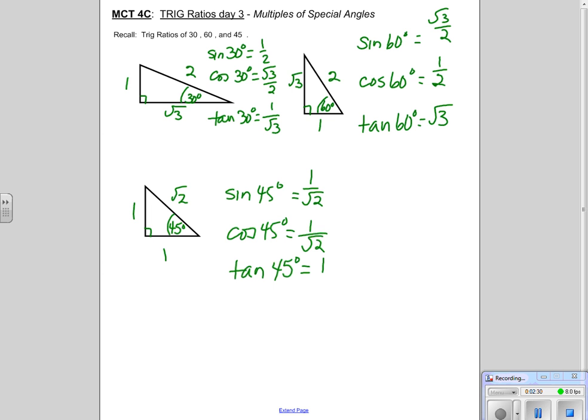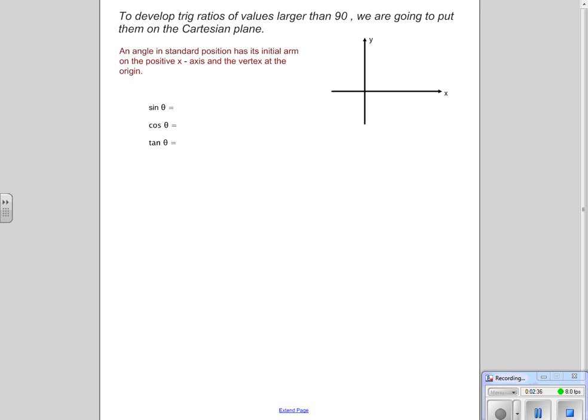So you need to have those recorded on that sheet, and we're going to refer back to these for some of our subsequent slides. To develop the trig ratios of values larger than 90, we're going to put them on the Cartesian plane. So we're going to start with what we know, and then extrapolate beyond that. So an angle in standard position, so we're going to throw some new terms at you, has its initial arm on the positive x-axis. So our initial arm is where we start, and it lies along the x-axis pointed in the positive direction, and it is lying at the vertex at 0, 0, at the origin.